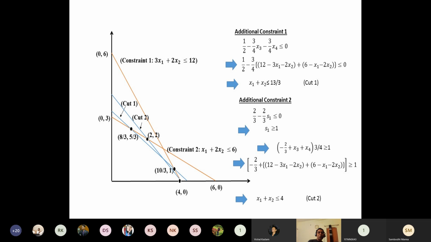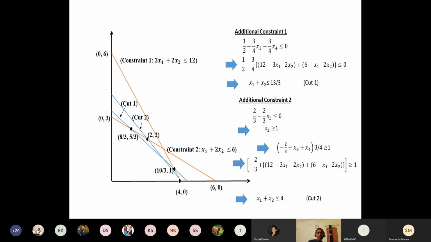This was the x1 axis. This is the x2 axis. So this is constraint one. This was 3x1 plus 2x2 less than or equal to 12. So it is intersecting x2 at 6, intersecting x1 at 4. And this is constraint 2, x1 plus 2x2 is less than or equal to 6. So intersecting x1 at 6 and x2 at 3. Now the solution we got, this was the intersection, this was 3 and 3 by 2, the optimal solution if we are not considering an integer solution. So that we got, we have already explained that.